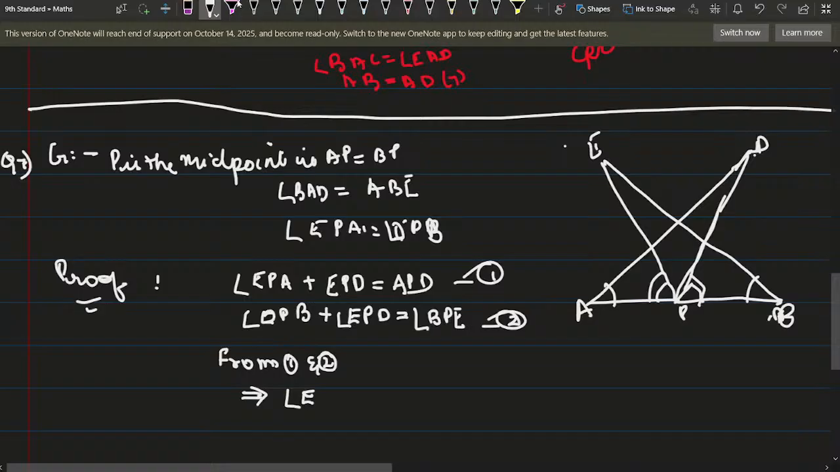So equals on the same side, which means angle EPD plus angle APD is equal to angle BPE plus angle EPD. How? EPD cancels, so APD is equal to BPE.